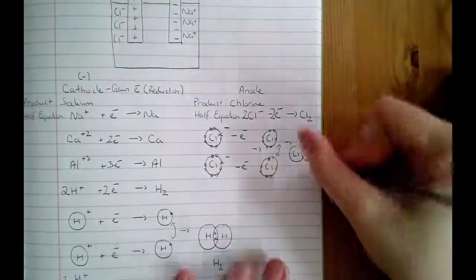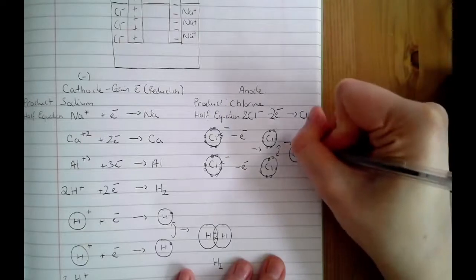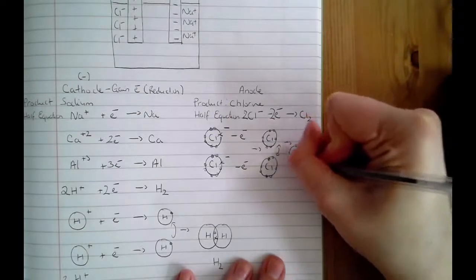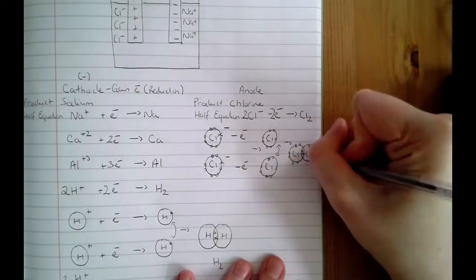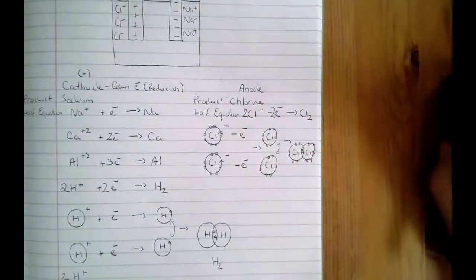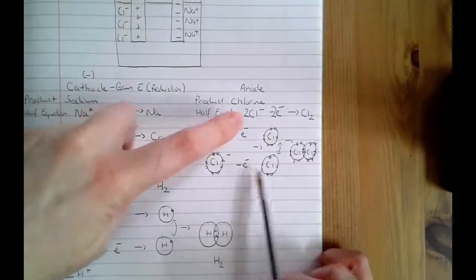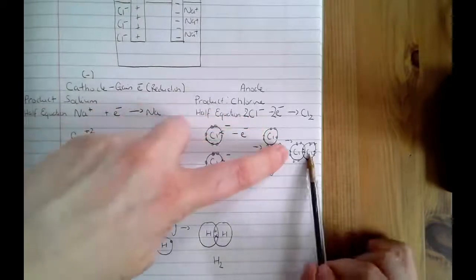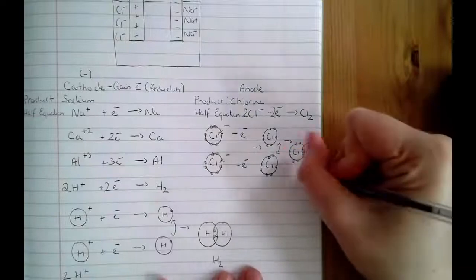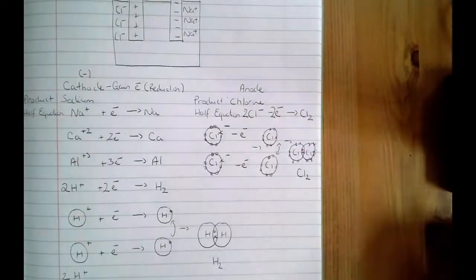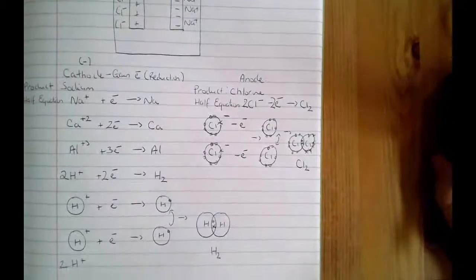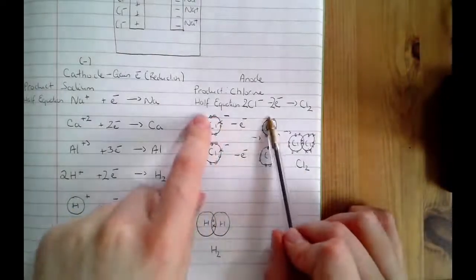And the reason they pair up is when they share their electrons, they both end up with a full outer shell. So you've 2 separate chlorine ions, they each lose an electron, they form those chlorine atoms. Those atoms will pair up to form a Cl2 molecule. Okay, so that's what's happening here.